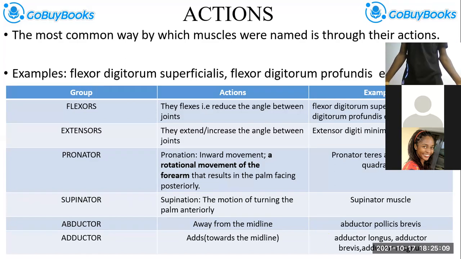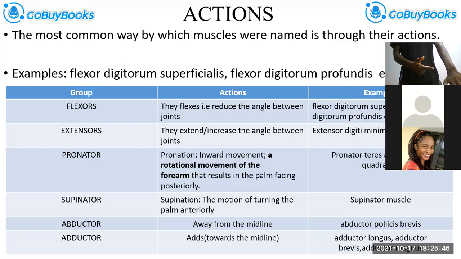If you've done upper limbs, at least you understand the anatomical position. The body is like this. So when you come like this, that's pronation: a rotational movement of the forearm that results in the palm facing posteriorly. In the anatomical position, your palm is anterior. When you do that inward movement, your palm faces posteriorly and you are pronating. My hand is pronated like this.